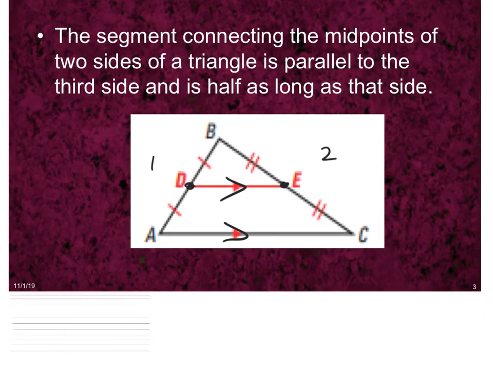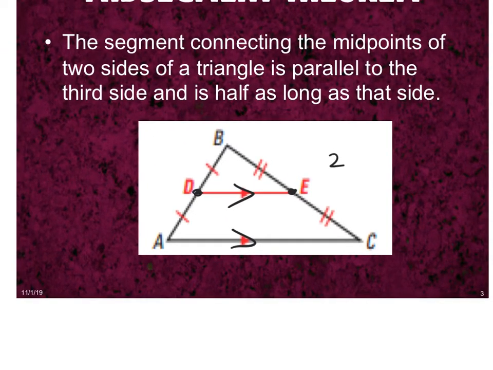So for example, let me erase these numbers. Let's say I just pick a random number here and I tell you the length of AC is 10. If DE, which is the mid-segment to AC, is half the length, how long is DE going to be? 5. Okay? And if I gave you the length of a mid-segment, let's say I changed the numbers and told you the mid-segment length was 4, how long would AC be now? 8. It's that easy. All right?